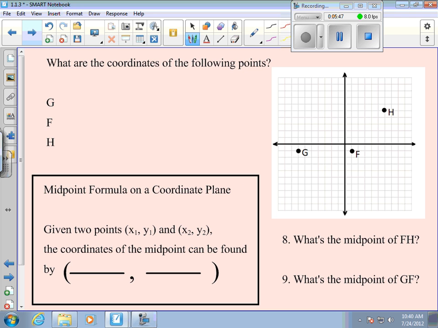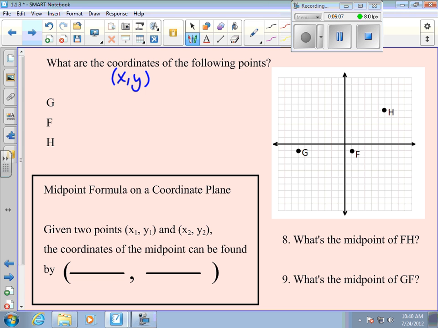All right, so next we're going to look at our coordinate plane. First we ask, what are the coordinates of the following points? Remember, when we're talking coordinates, we want an x and a y. X is how many it is left or right, and y is up and down. So first we're going to find G.